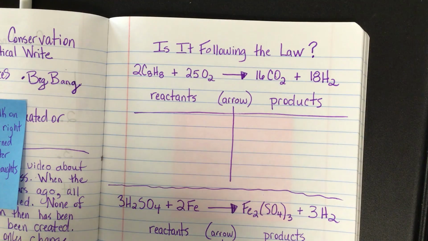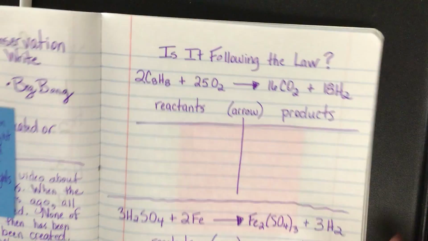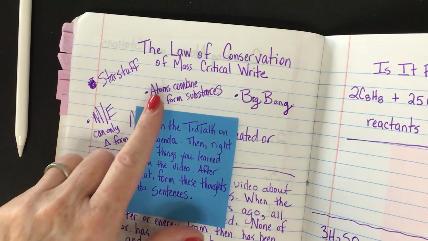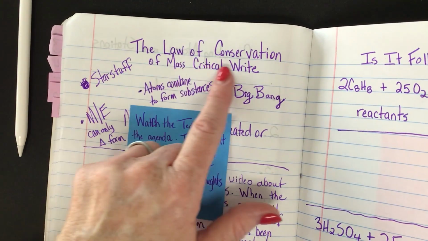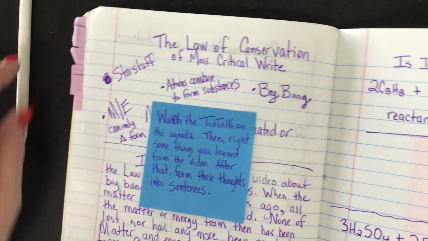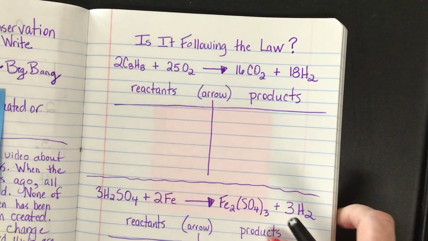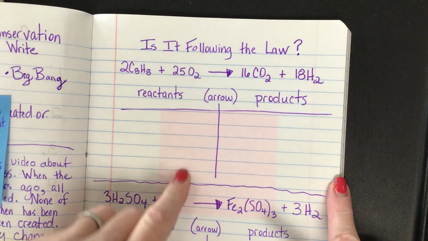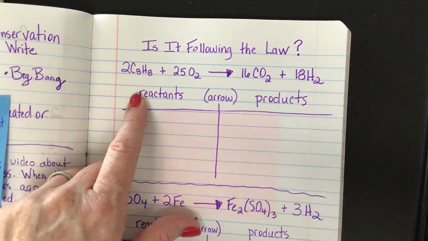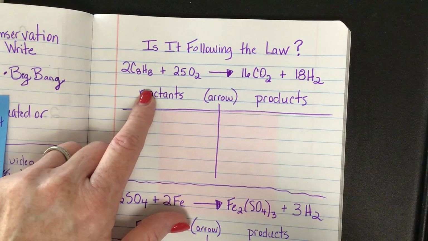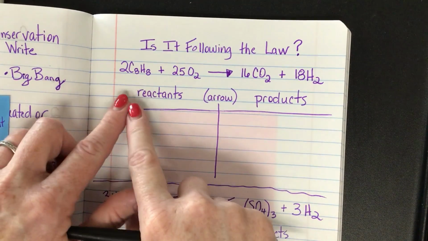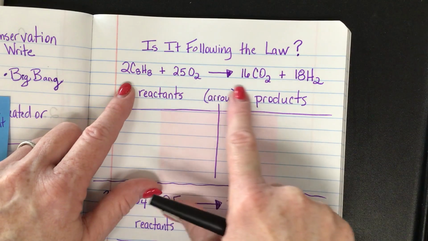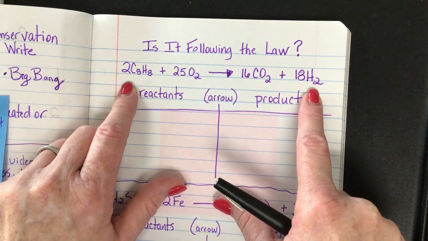Yo, welcome back, guys. Yesterday, we watched a video and you completed a critical write over the law of conservation of mass. Remember, the law of conservation of mass says matter cannot be created or destroyed. Good. Okay, now we have a chemical equation here.